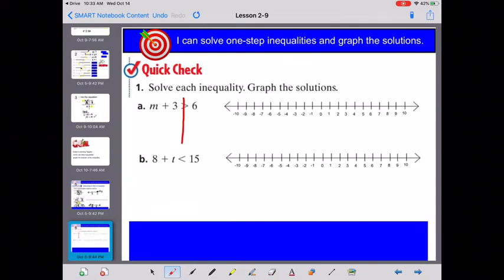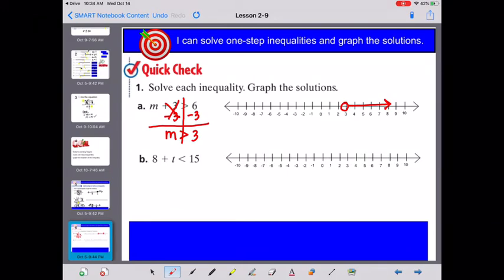Hopefully in working this problem, you saw that m is adding 3. So we are going to subtract 3 from both sides. I am left with m is greater than 3. So I'm going to put a circle at 3, and I'm going to draw an arrow showing numbers bigger, and those numbers are to the right. 3 is not greater than 3, so I'm going to leave that open.